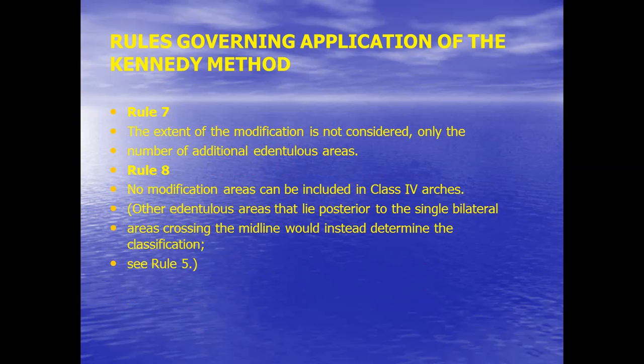Okay, then rule 7 is that we count not the number or the length of the defect, but the number of these defects. And rule 8 is that class 4 is the only class which has no modification areas. Okay, so this was suggested by Applegate, and you also need to know it.